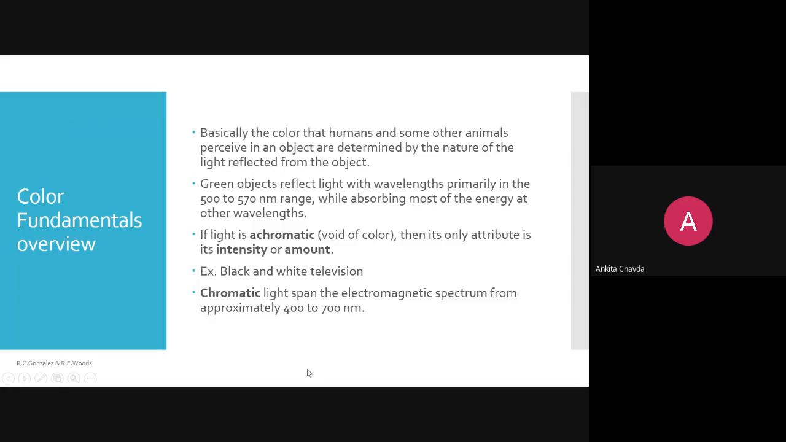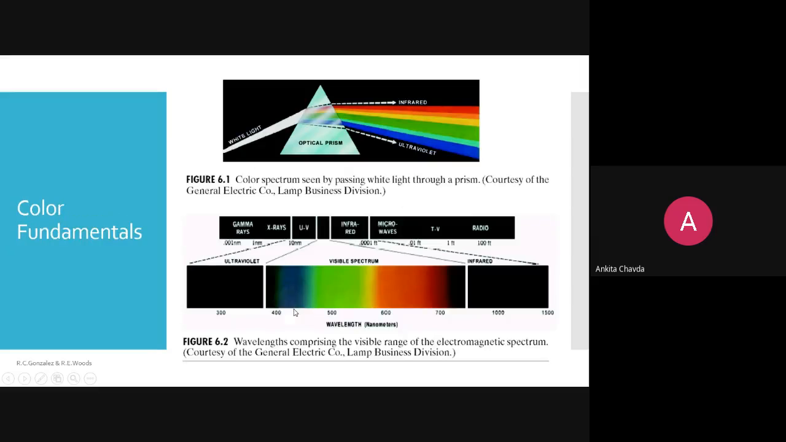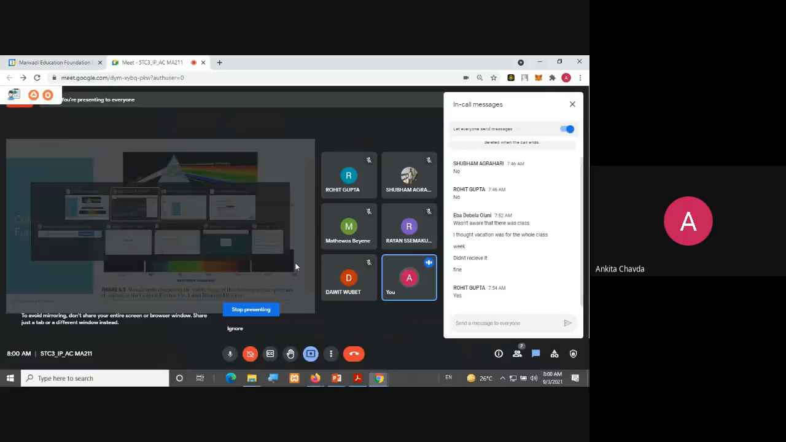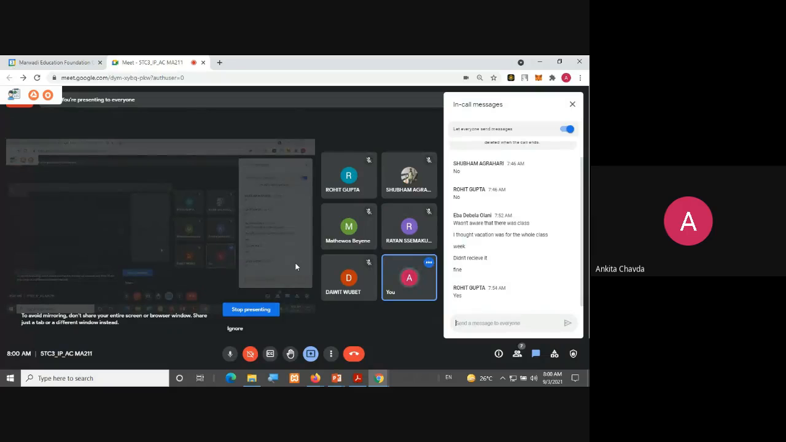But if we are talking about chromatic light, it spans the electromagnetic spectrum from approximately 400 to 700 nm. This light would be there between 400 to 700 nm, and we can see the different colors. Okay, so till this, I hope everything is clear.